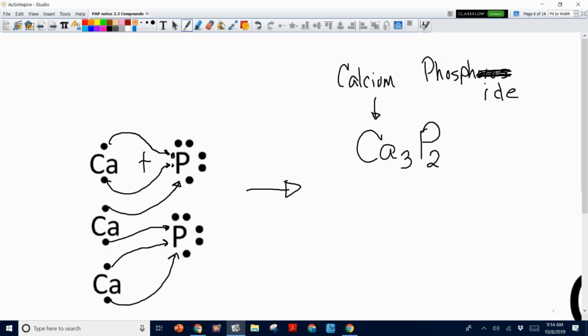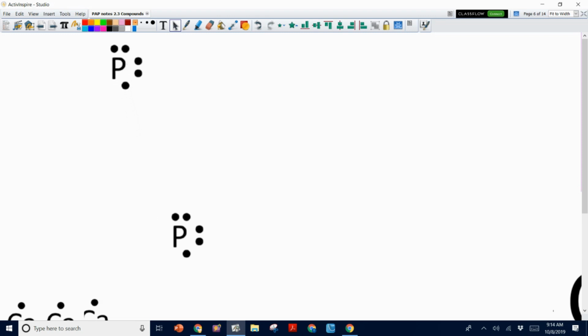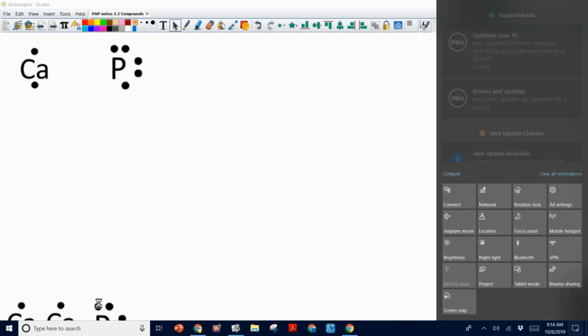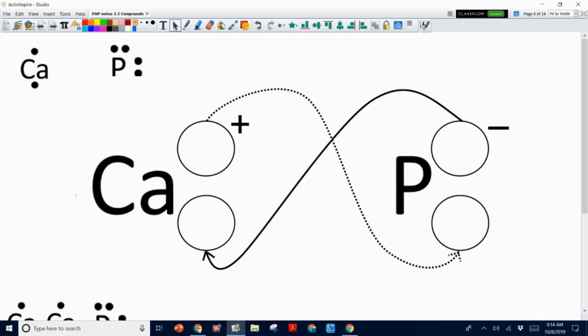Now there's another way to do this. And let me move these out of the way. You can either do it this way, or you can do what we call swap and drop, moving the calcium up here. And this is an example here of swap and drop. What we're going to do is take the charge of calcium and phosphorus.